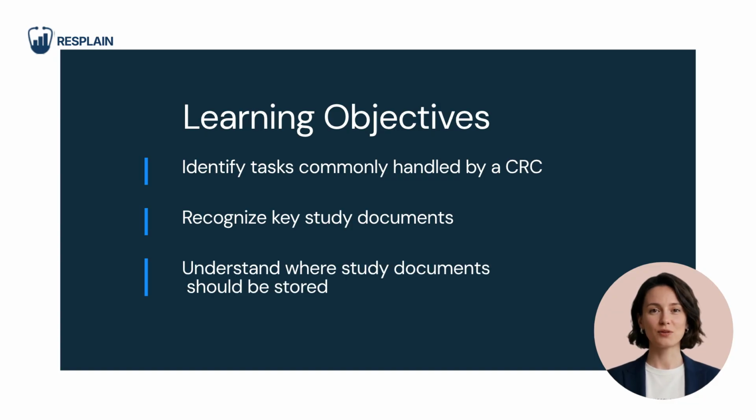Third, you should understand where these study-related documents belong. Proper document storage is essential because research records need to be organized, secure, accessible to the right people, and maintained in the appropriate location. Knowing what to file, where to file it, and how to maintain those records is a major part of good coordination practice.